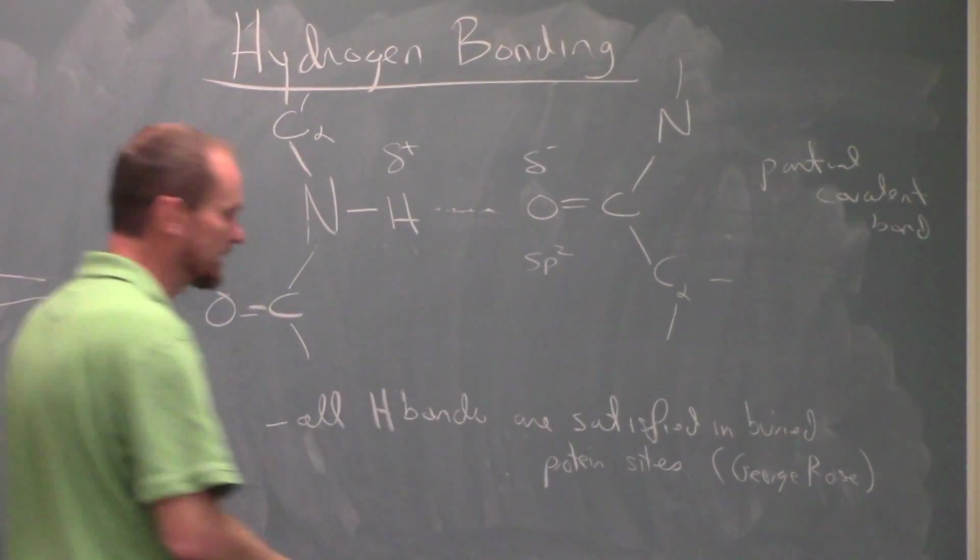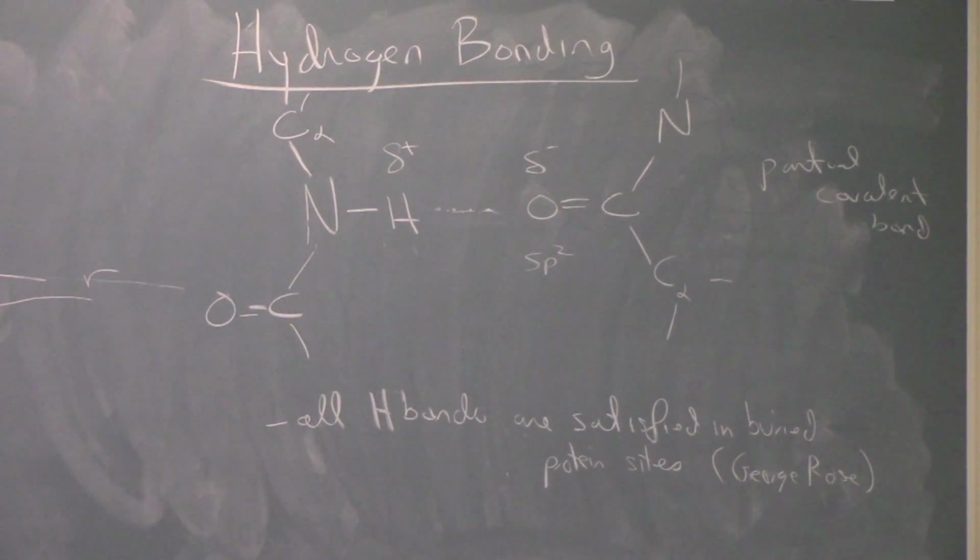Given that, things that are on the surface of the protein, not necessarily so, because what does it hydrogen bond to if it's on the surface of the protein?